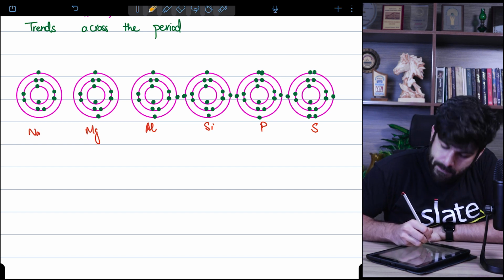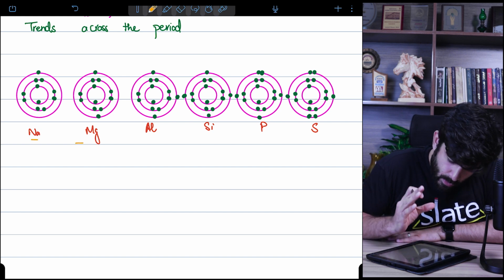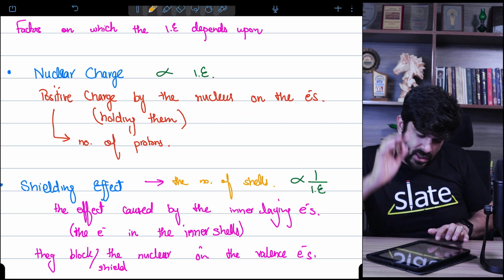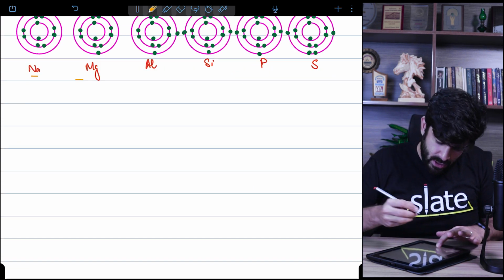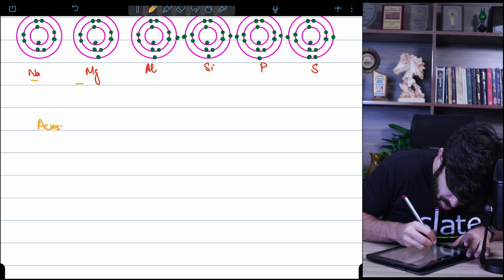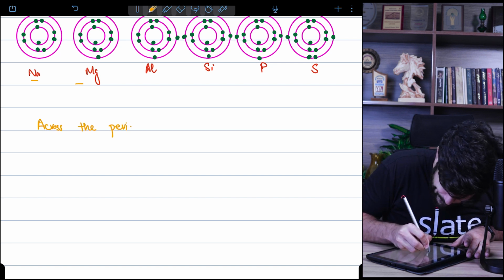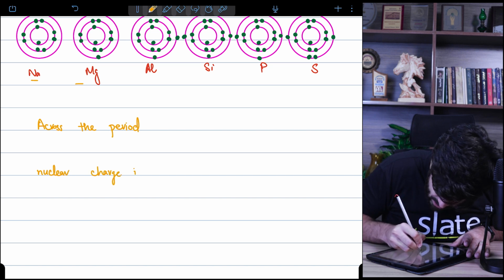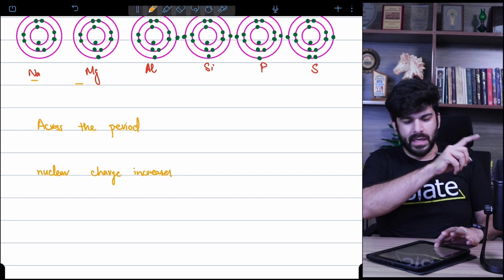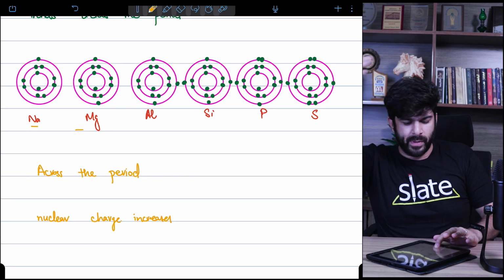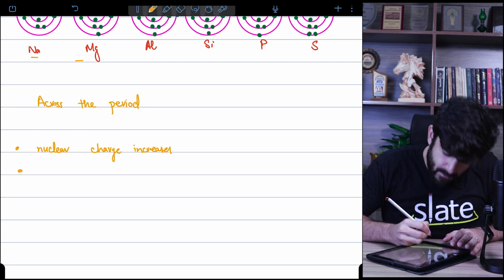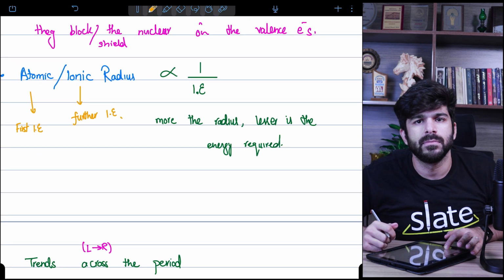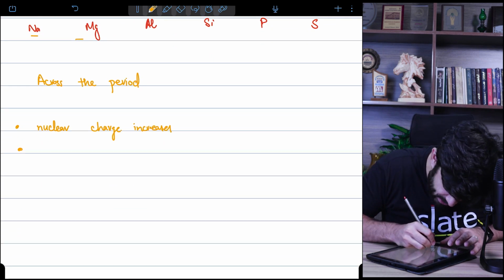In the case of sodium, we need to remove electrons. And there are three factors to study. These are the factors: nuclear charge, shielding effect, atomic radius. So across the period, nuclear charge increases because the number of protons is increasing from sodium to magnesium to aluminum. Then the shielding effect remains the same.